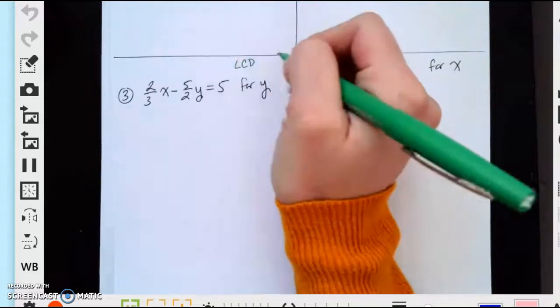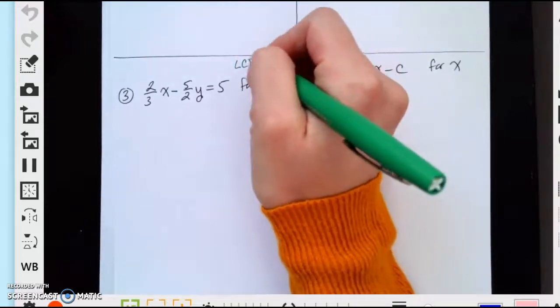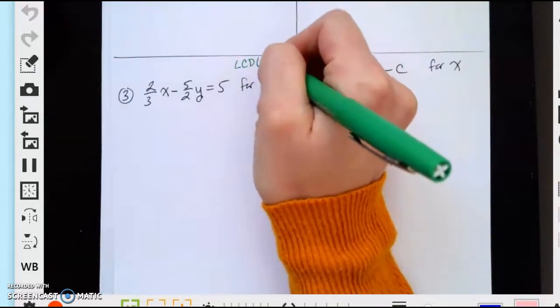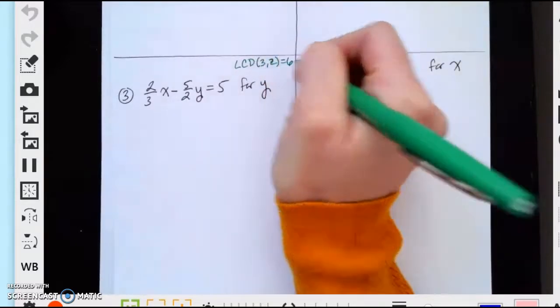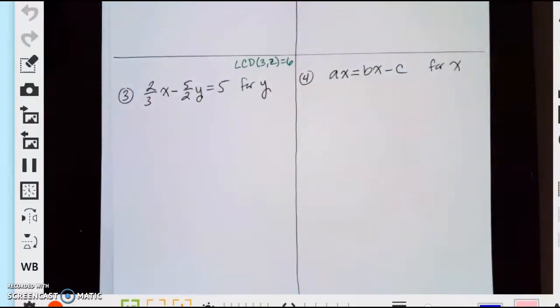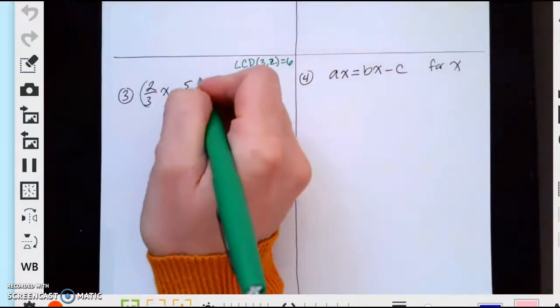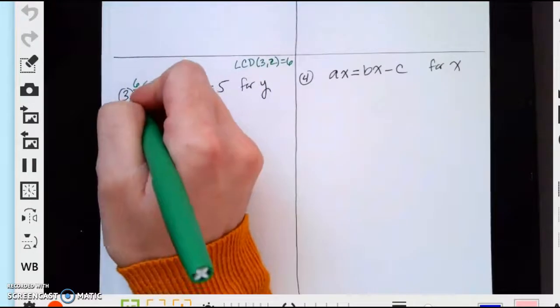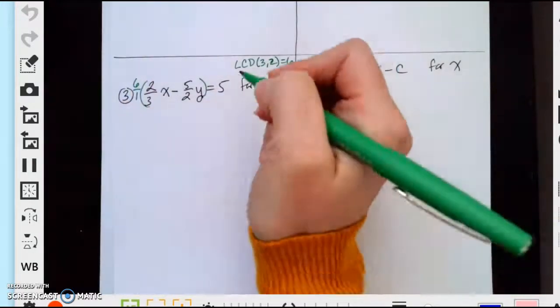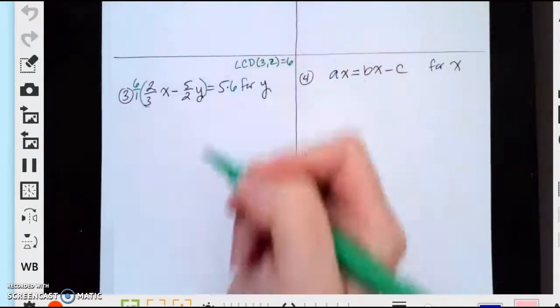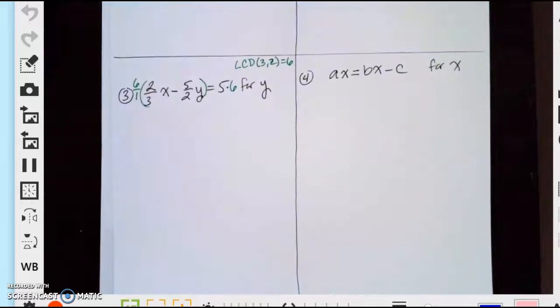I'll just write that up here, LCD or LCM, whichever you want to call it. I'll call it LCD, that's what we did in the past. The least common denominator of 3 and 2 is 6. So I'm going to multiply all of the terms of this equation by 6. Everything on the left-hand side by 6, or 6 over 1 in fraction form, and on the right-hand side I'll multiply by 6 as well.